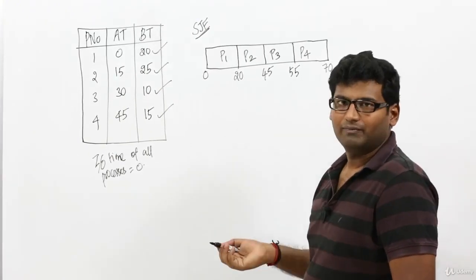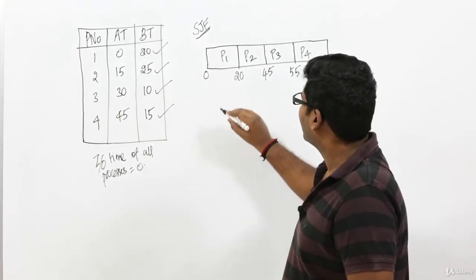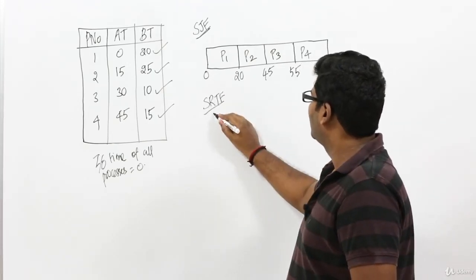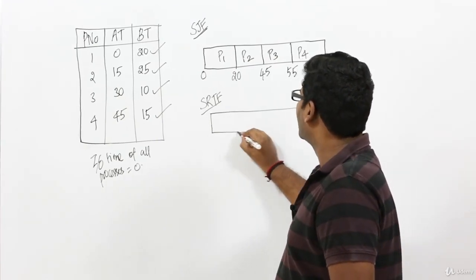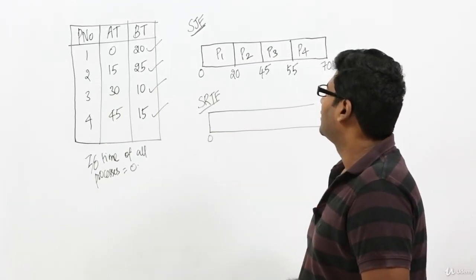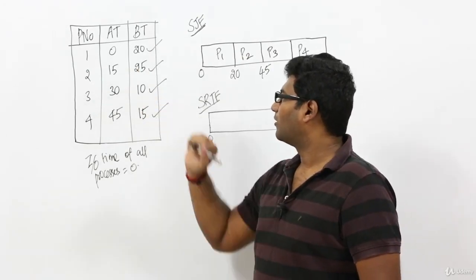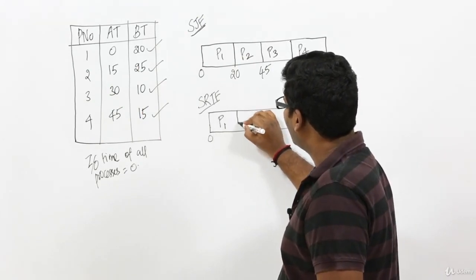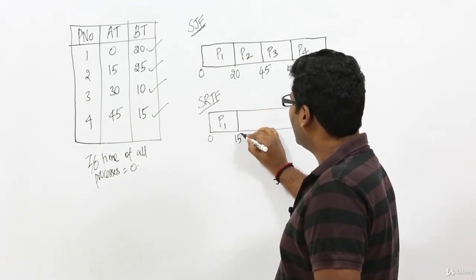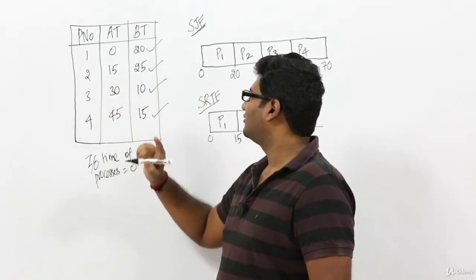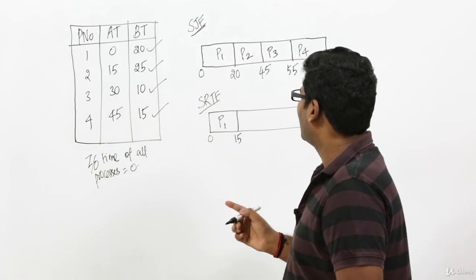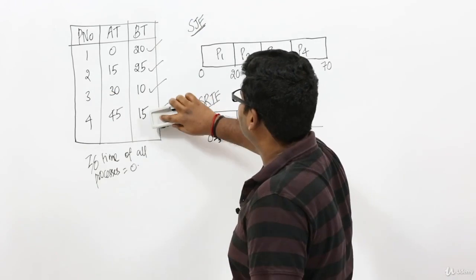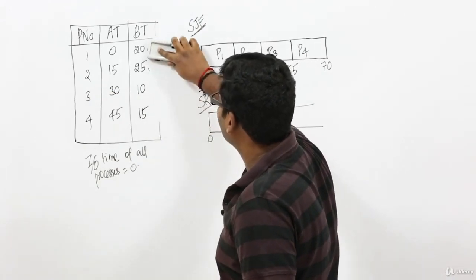Now let's draw the same thing for SRTF, the shortest remaining time first scheduling algorithm. We always start at time unit 0, and the only process which has arrived is P1. Let's execute P1 until 15 first and then check. Why am I doing it until 15? Because there is a process arriving at time unit 15. Let me erase this so that it will not confuse.